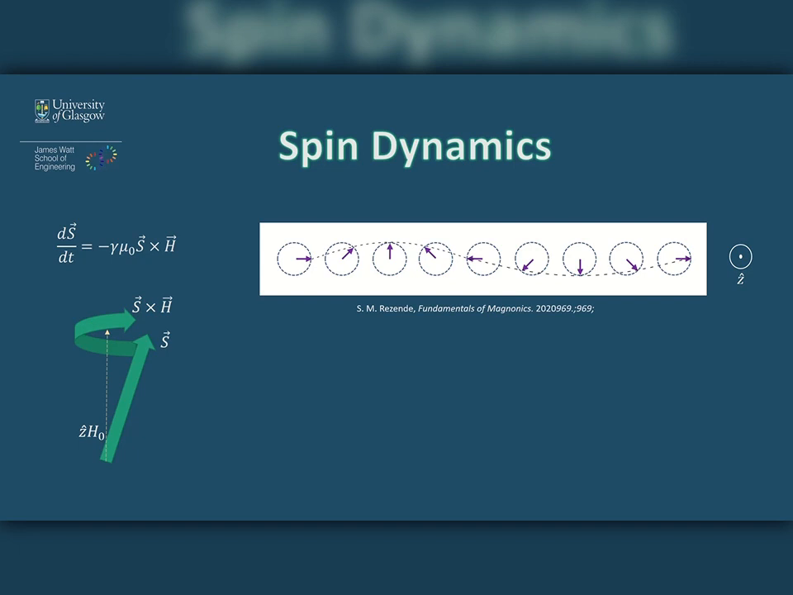Thus we have a difference in where these vectors are pointing at each position along the chain. And so we have a difference in the phase of the precessional motion for each of the spins, represented as a dispersion along the chain. And so there will be particular frequencies that these spin waves can be excited at.